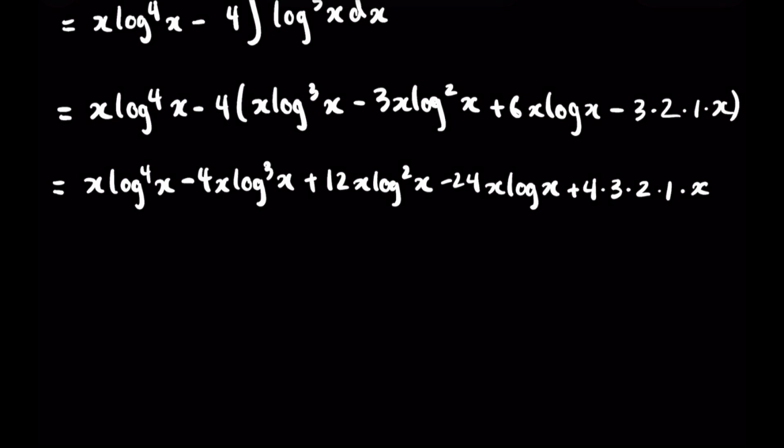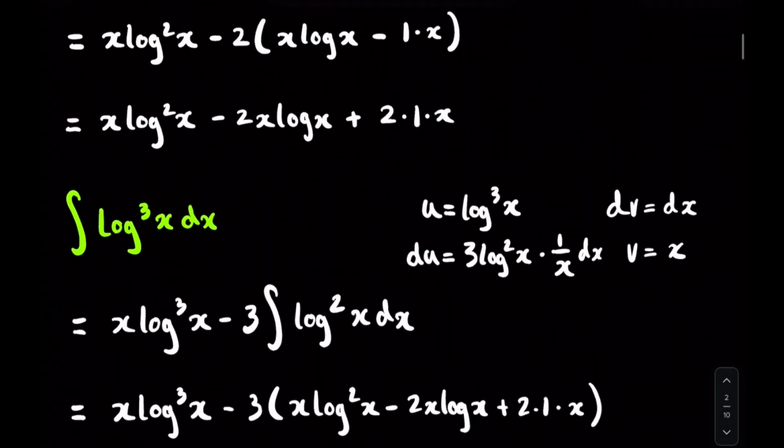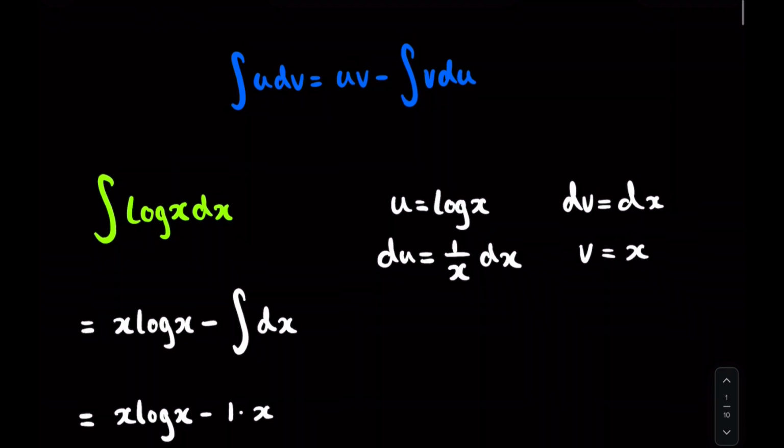I think you're starting to see the pattern at this point. We are essentially generating a factorial right here. And what we want to do is figure out a way to isolate that factorial. Well, what can we do to do that? Well, let's take a look at our first integral, which was the integral of log x dx. What would happen if we evaluated this integral from 0 to 1?